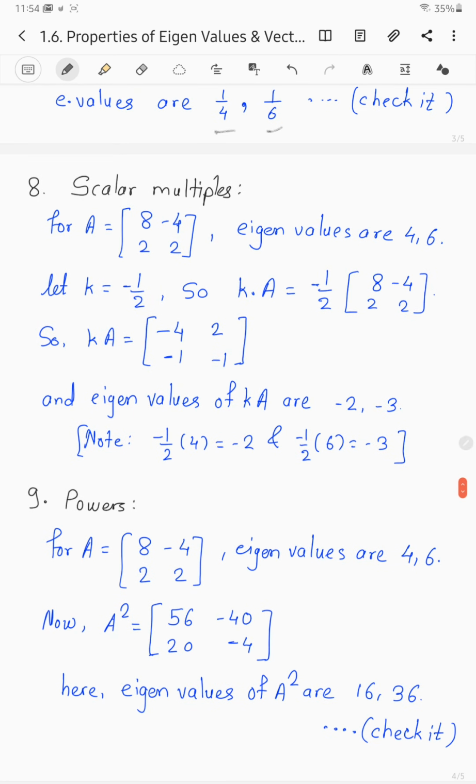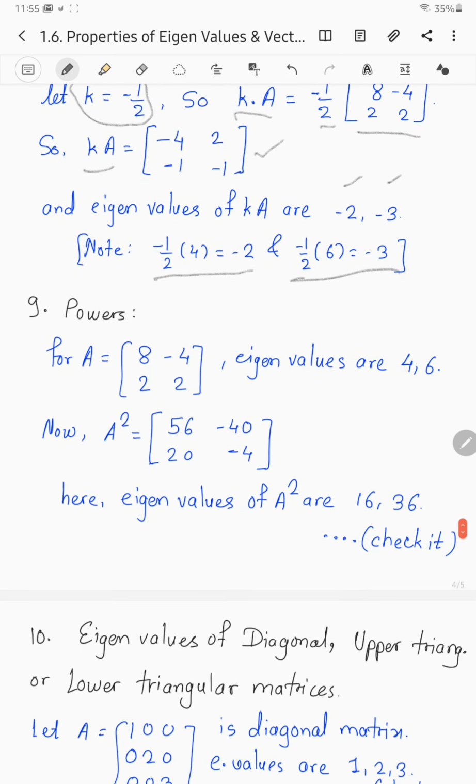Scalar multiple for A, 8 minus 4 2 2, eigenvalues are 4 and 6. If I multiply this matrix A by some scalar k, which is minus 1 by 2, I will get kA equal to minus 1 by 2 into matrix A. So the final output kA is this matrix. If you find the eigenvalues for this matrix also, you will get minus 2 and minus 3. Now k is minus 1 by 2. So if we multiply minus 1 by 2 with 4 and 6, our eigenvalues, we get the same eigenvalues of kA.